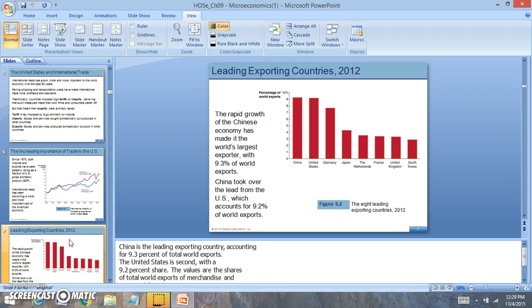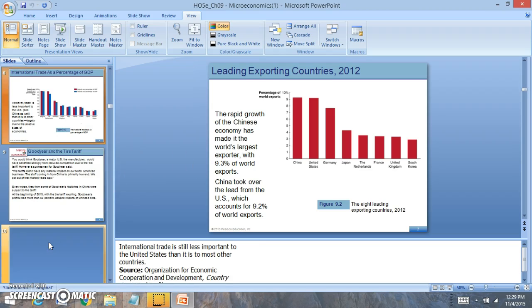Now, leading exporting countries is also important. You notice that China's 9% of all exports in the world, as the United States is. This is a big part of our economy, but not as big as compared to China. China is very focused on the role of exports. So they produce things in their country and they ship them out. That's very important to them.